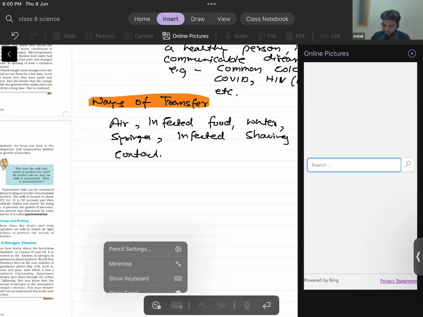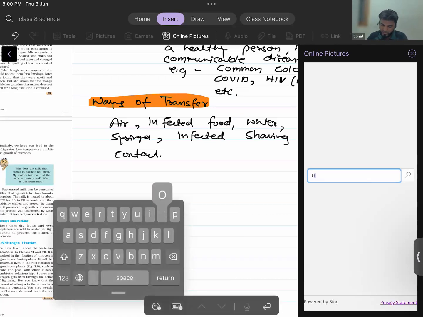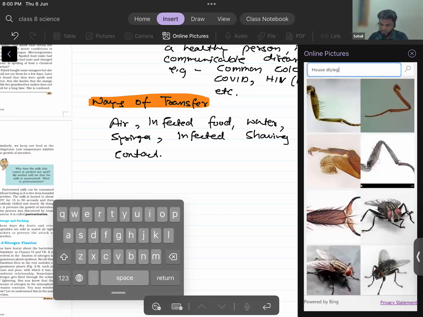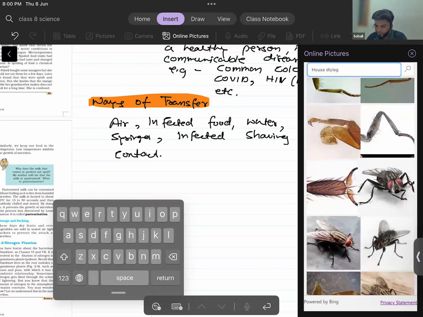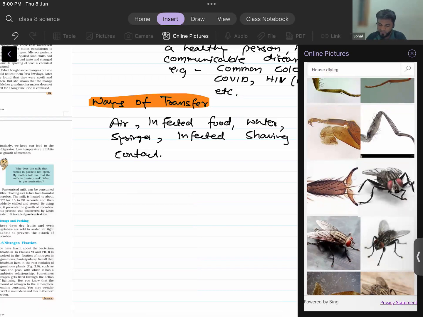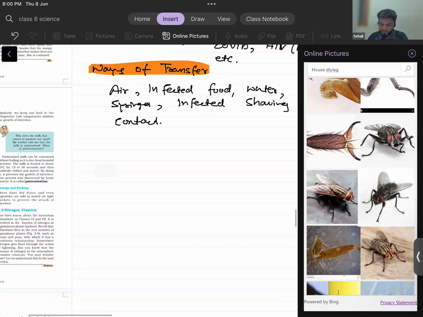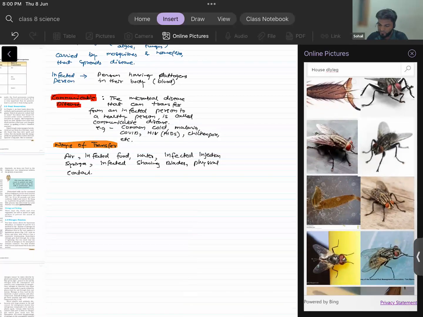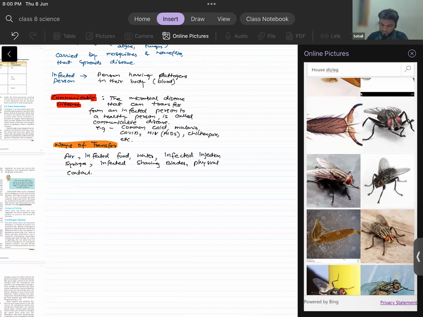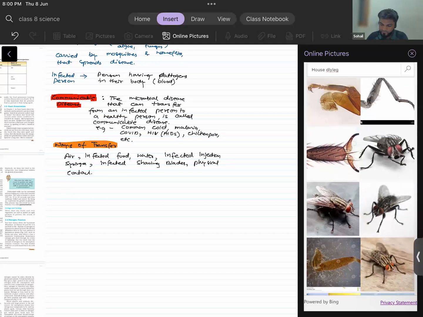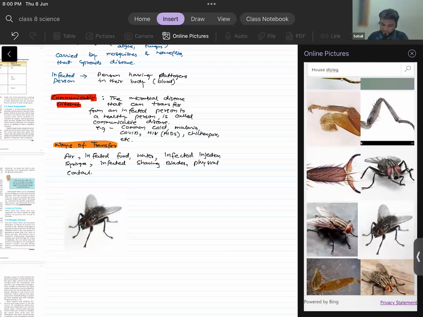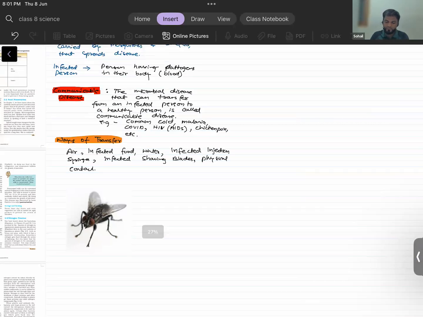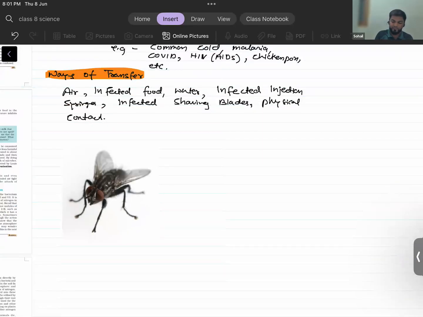Yeah, just give me a minute. Housefly legs. If you see the legs of a housefly, this picture here. See how the legs of the housefly are very hairy. Yeah, got one. So this is a housefly here.